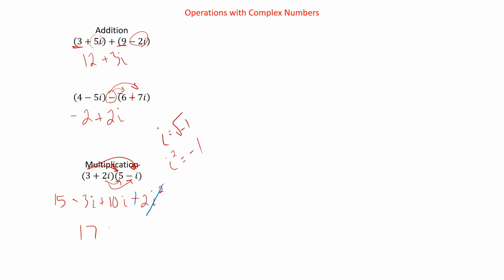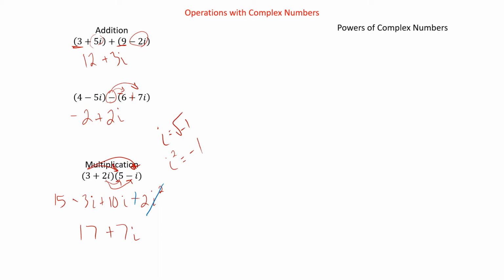-3i plus 10i is plus 7i. So that's the multiplication. That right there is the difference between an i and a variable when you're doing computations like this. It can be treated like a variable, except i squared equals -1, so it reduces.